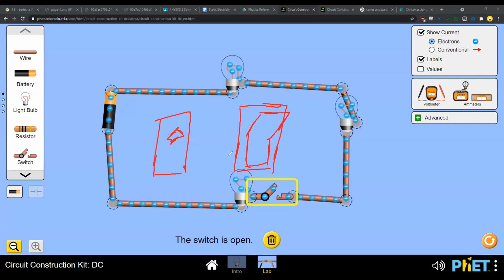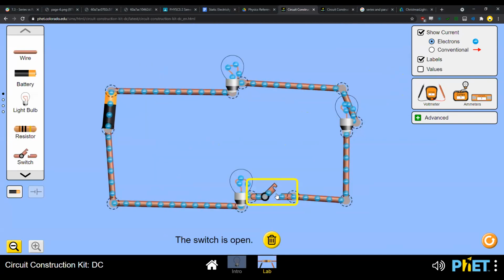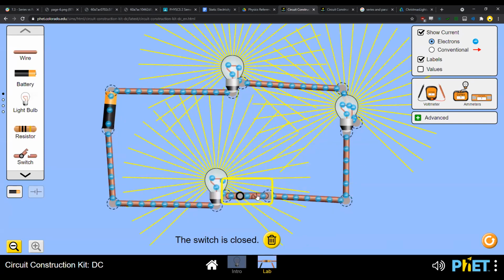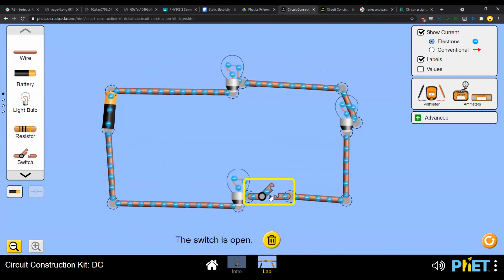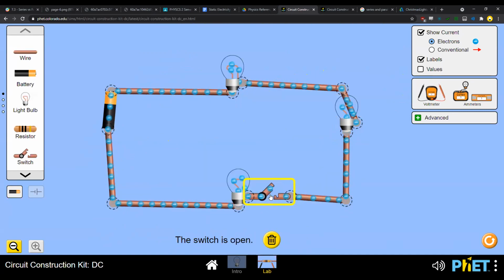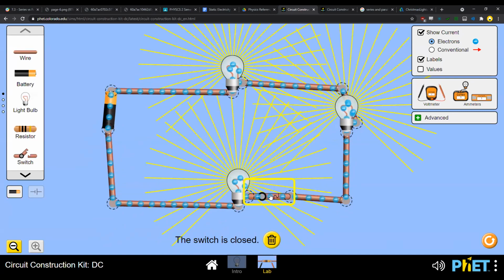Where you just basically flip it back and forth. What this switch actually does is that it lets electrons flow through the circuit, right? This switch over here, you're basically opening and closing a circuit, which allows electrons to flow through.